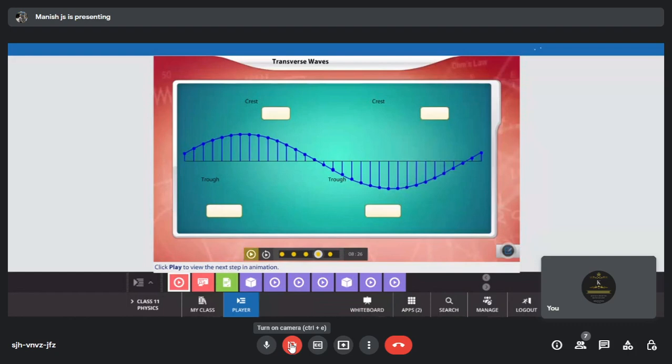If you have any doubt, you can get it clarified. I hope the transverse waves are clear. Okay, shall we move further to the next part? Yes? Yes, sir. Okay.